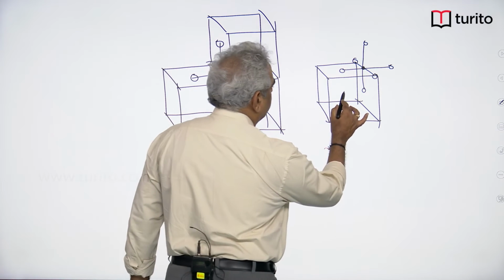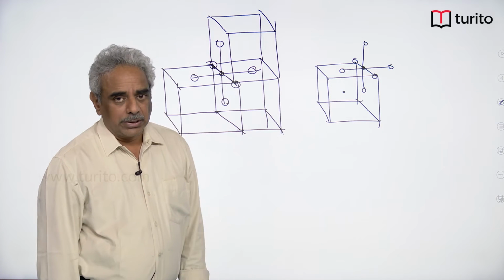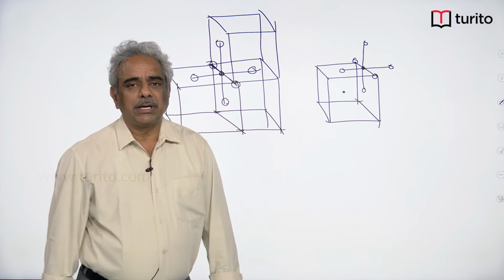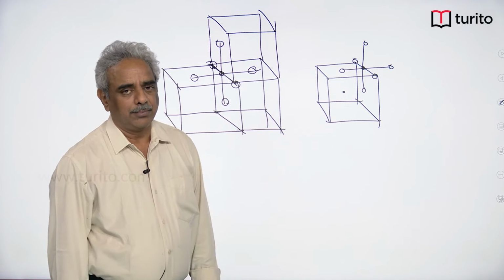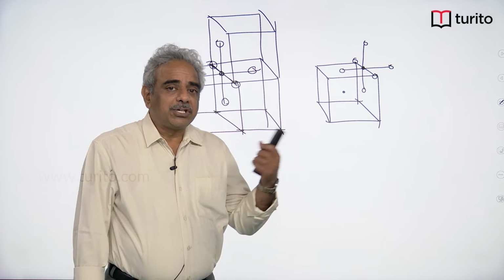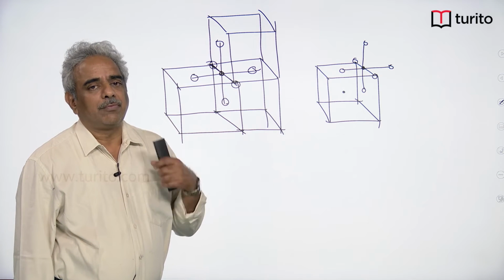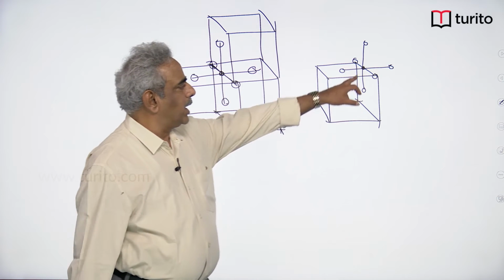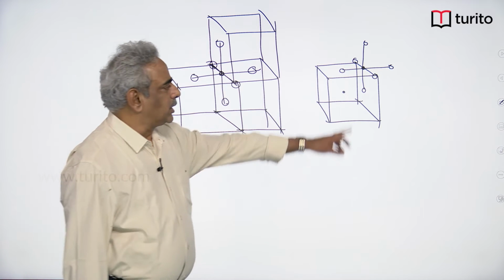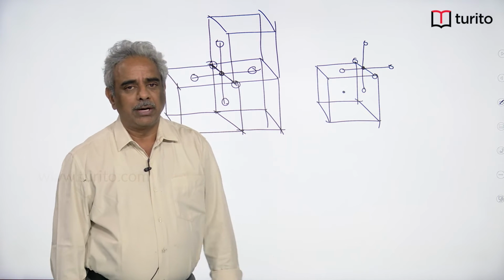But there is a difference between the octahedral void present at the center and the octahedral void present on the edge. What is the difference? The octahedral void present at the center completely belongs to this unit cell only, but the octahedral void present on the edge is shared by 4 unit cells. As I told you in the beginning, an edge is always common for 4 unit cells, so this octahedral void is also shared by 4 unit cells. We will have to count only 1/4 of that octahedral void.